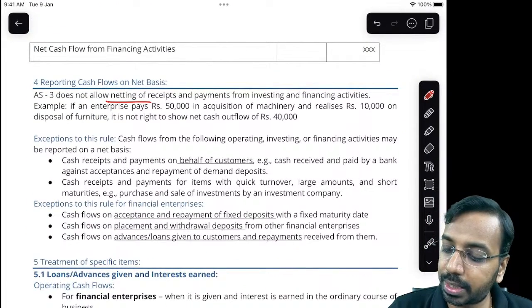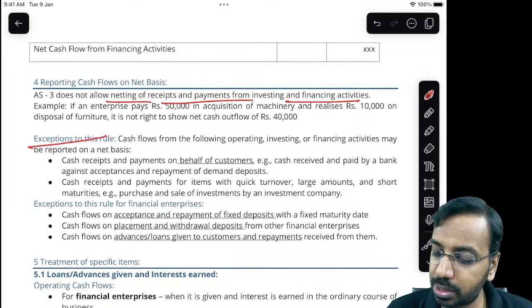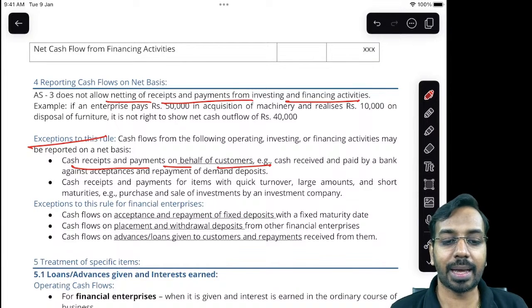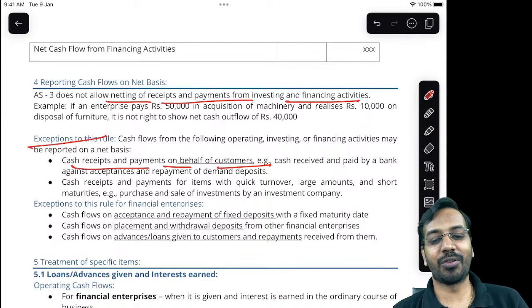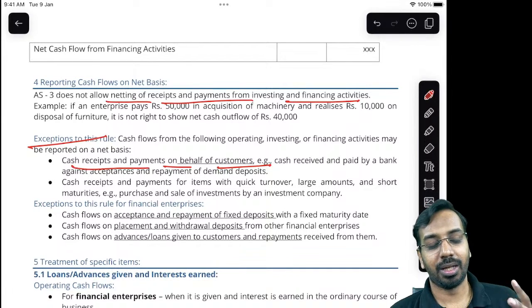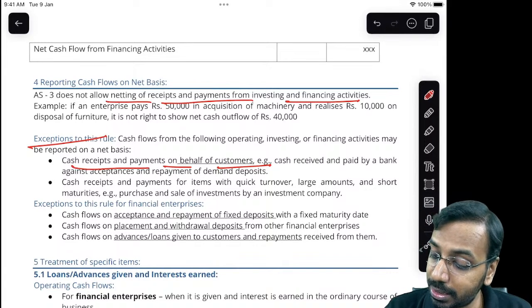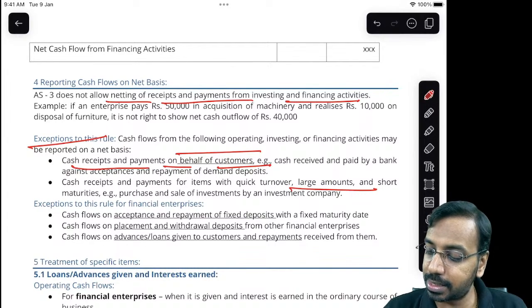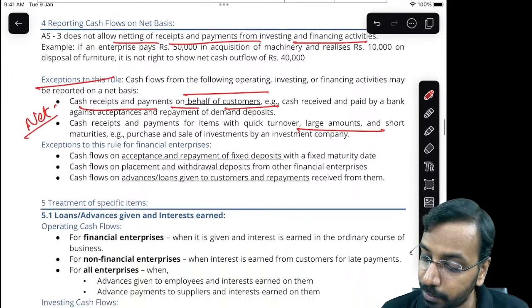Now, you cannot net off receipts and payments from investing activities unless there are exceptions, which are, first, cash receipts and payments on behalf of customers. For example, it's a bank. A bank every day, these days, you do 10 rupees, 15 rupees of UPI transactions. If they start aggregating and reporting everything on a gross basis, it becomes very difficult. So there, if they are collecting that on behalf of the customers or which are large items, in all of these cases you can do it on a net basis itself, right?